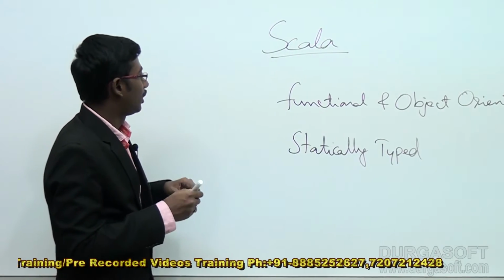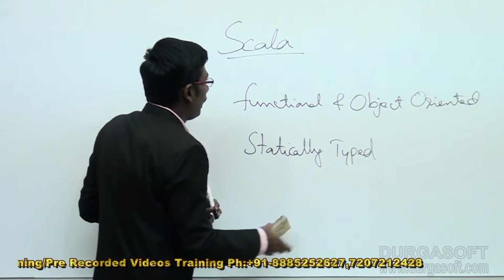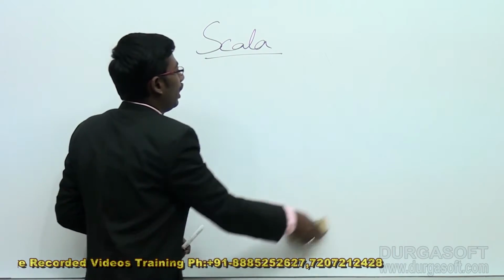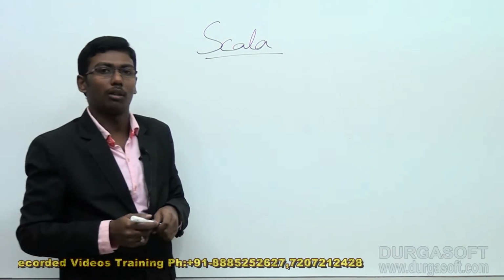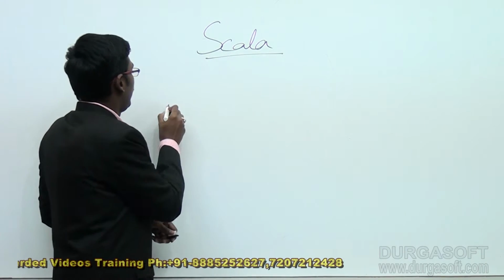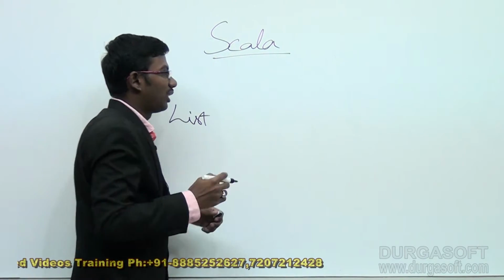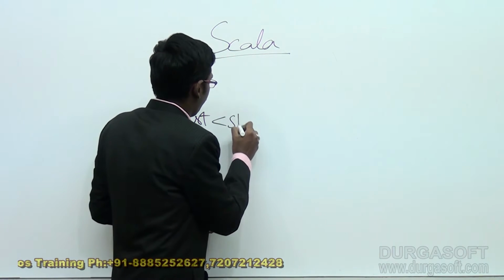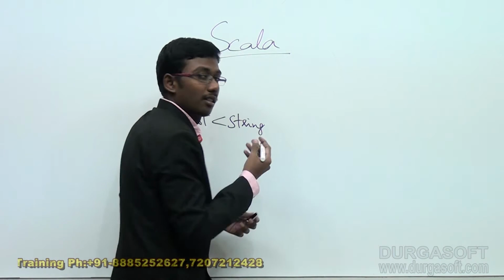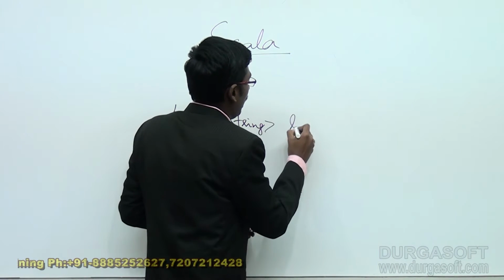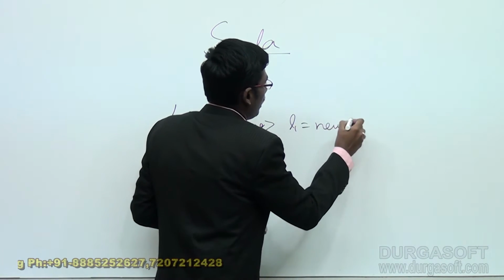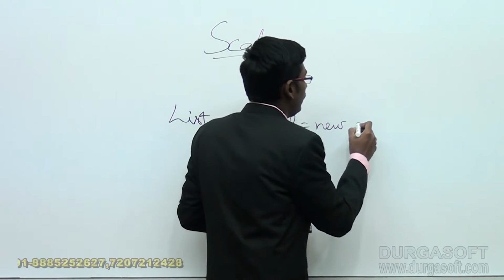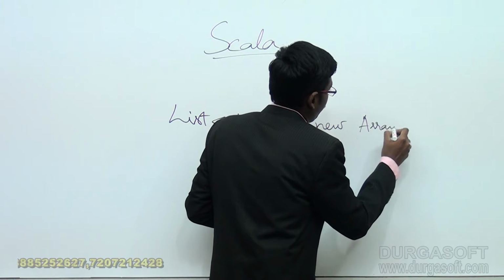Suppose you consider Java. If you want to declare a list of 5 names, how can you perform it in Java? We have to consider String. Obviously we have to take one of the list types like ArrayList or Map. Suppose I am taking the ArrayList.